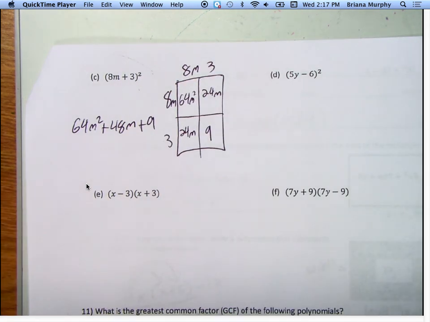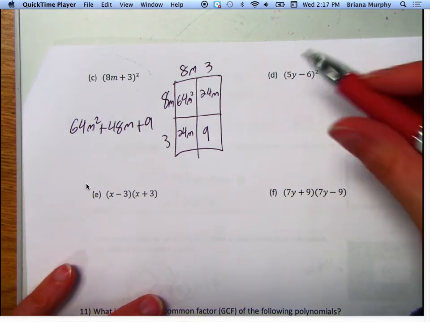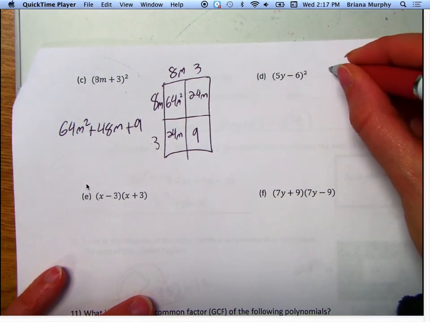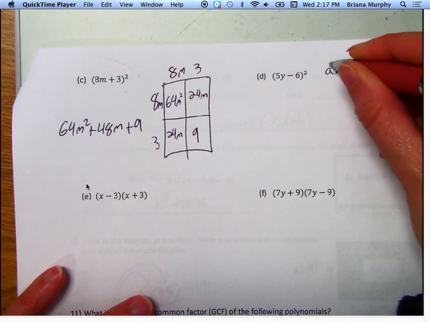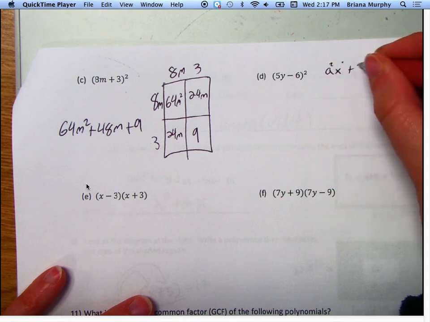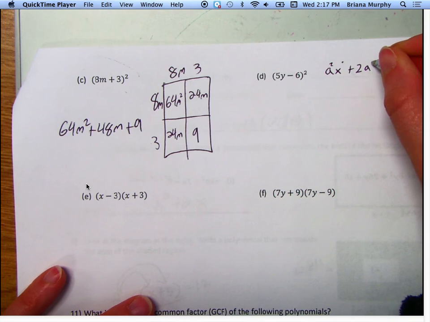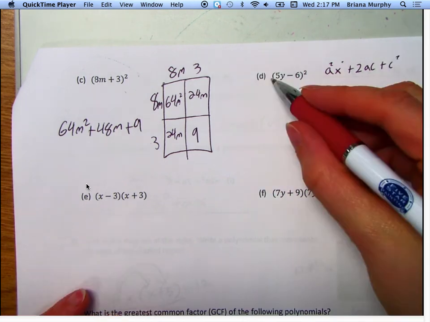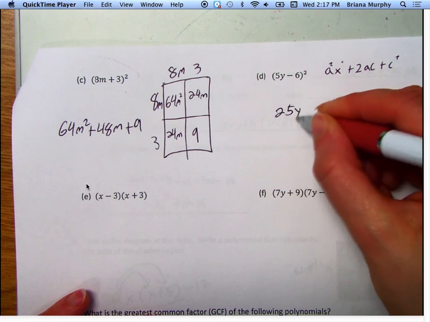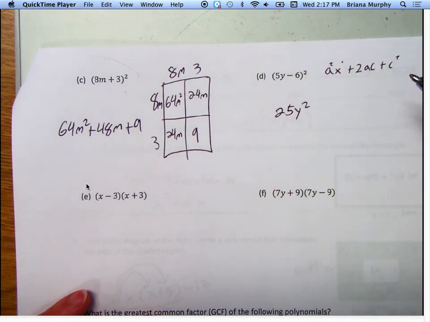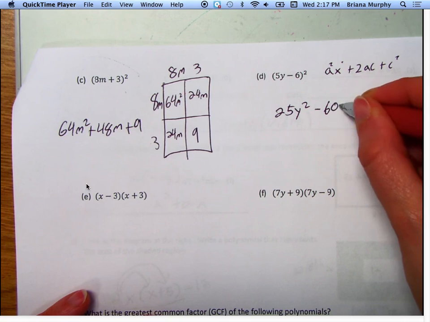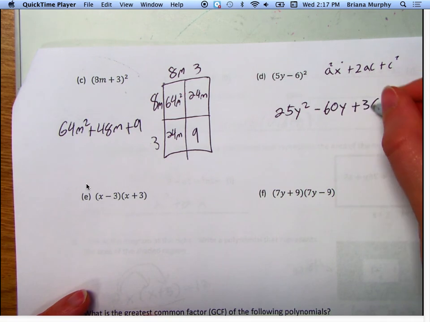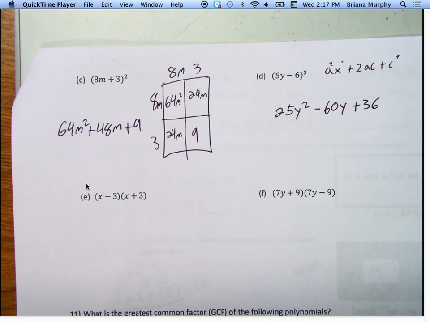So we've talked about this before too. Remember that it is like ax squared plus 2ac plus c squared kind of a thing. So we could just say this is 25y squared. 5 times 6 is 30, so this should be negative 60y plus 36. It's a special one, so we don't even have to do a box or foiling because it's the thing squared.